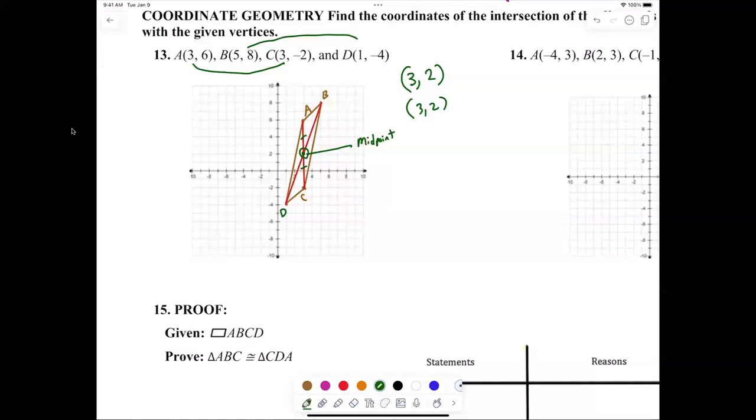Okay, yes, sir. Would you add up and put it over 2 because you're finding the midpoint? That is the definition of midpoint. The midpoint is you add the x's, divide by 2, add the y's, divide by 2. That's the midpoint formula.